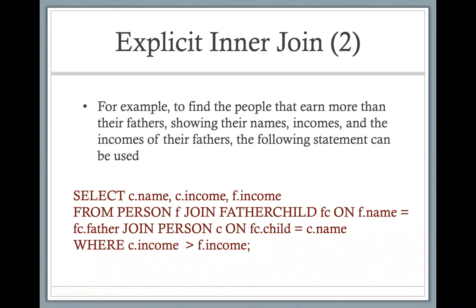Join again with person c on fc.child equal to c.name, so a copy of person for the child. And then you add the condition that c.income, the income of the child, is greater than the income of the father. That's exactly the same query as the one we've seen 2 slides ago. And this is inner join. So when I say join on, this is considered inner join. Questions?